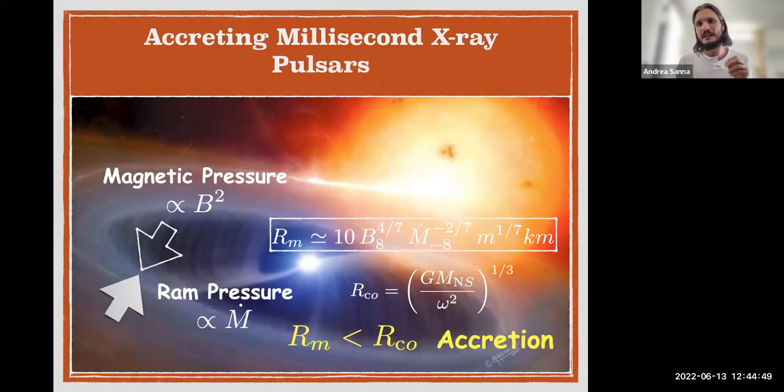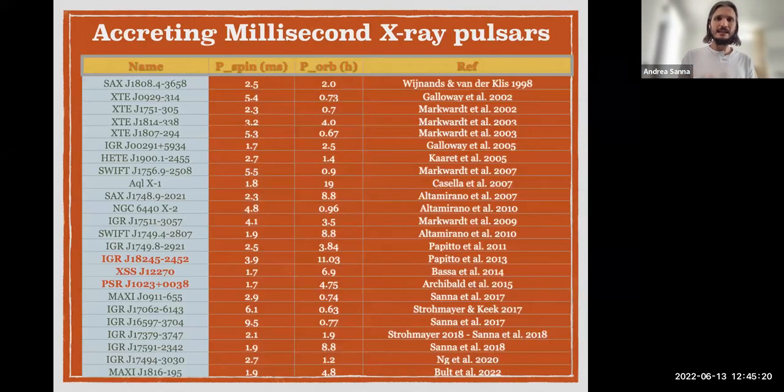And we say that we have the accretion condition when the magnetospheric radius is smaller than the co-rotation radius, which is basically the radius in the disk where matter orbits at the same frequency as the neutron star. So let's think of it in this way. If matter rotates faster than the neutron star, you start pushing matter away, so there is no way you can accrete. Having said that, this is the list of known accreting millisecond pulsars so far.